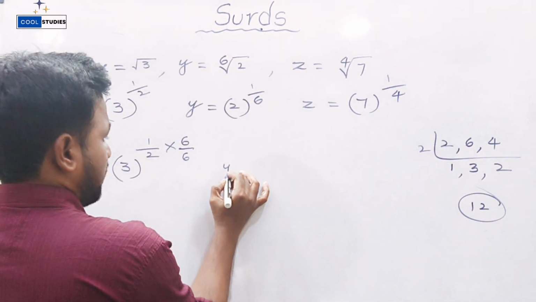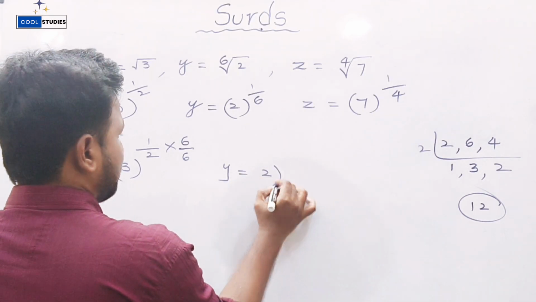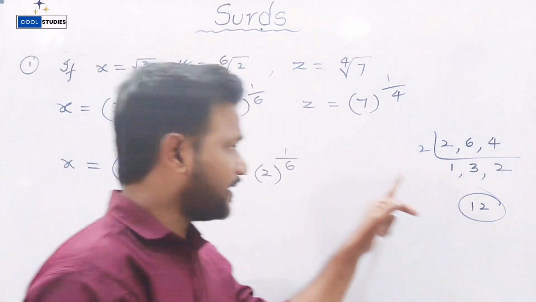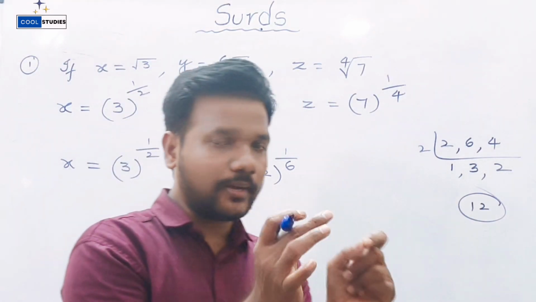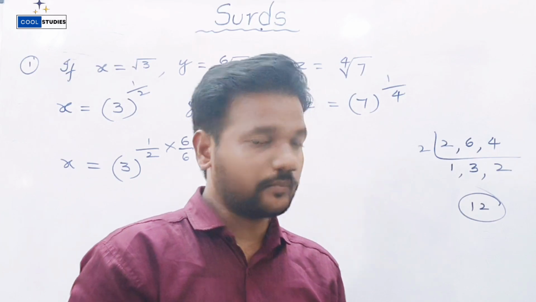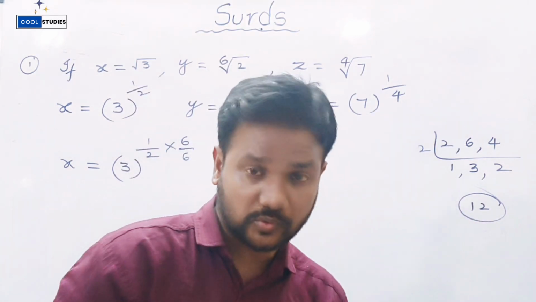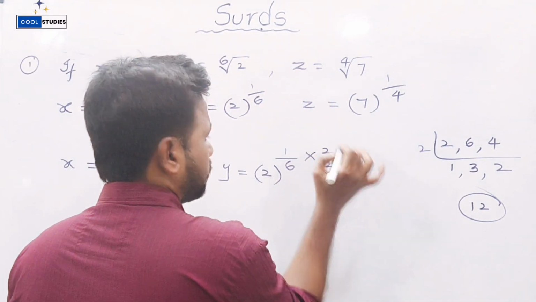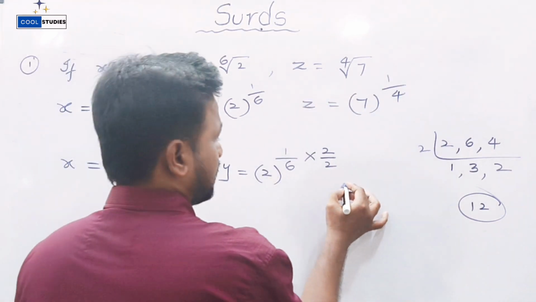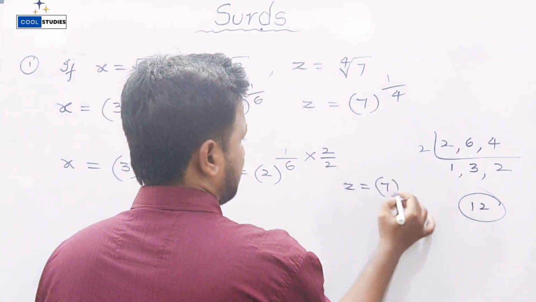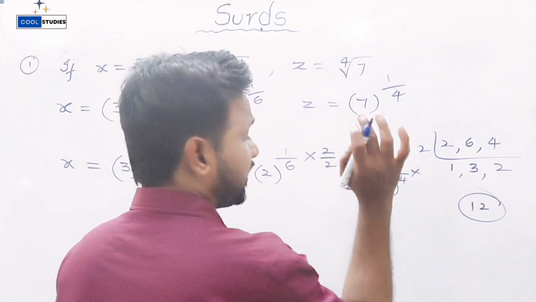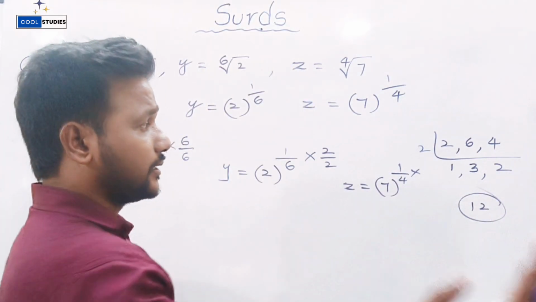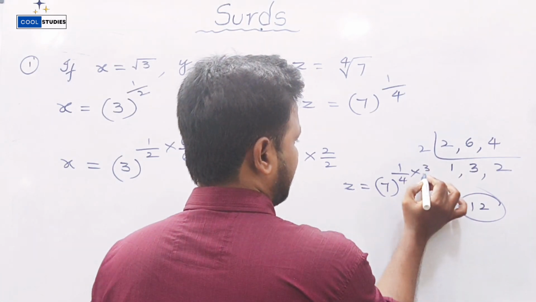Then the next y value. y is equal to 2 to the power 1 by 6. Now let us check when we get 12 in the 6 table. 2 times, right? Now multiply by 2 and divide by 2. And finally the z value. z is equal to 7 to the power 1 by 4. Now tell me when we get 12 in the 4 table. 3 times. So multiply by 3 and divide by 3.